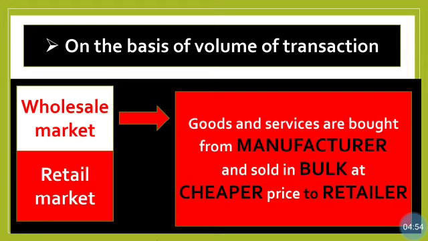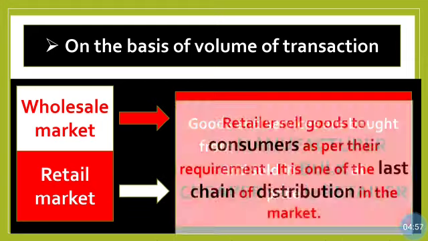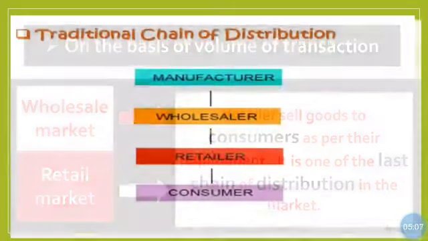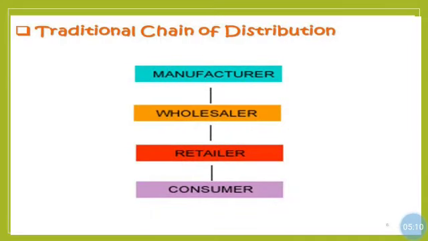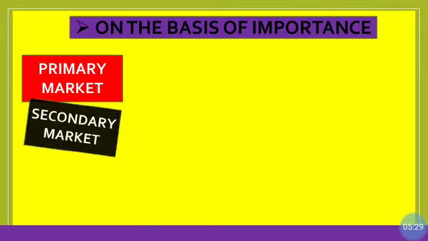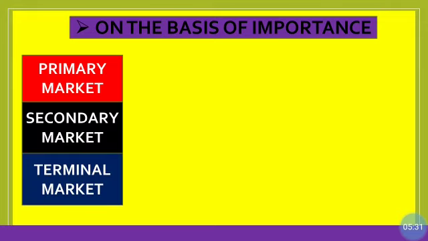Retail market. Retail market, as all of us know, retailers sell goods to consumers as per their requirement. So the retailer is the last chain of distribution. You can see here the chain of distribution: manufacturer, then the manufacturer supplies goods to wholesaler, then to retailer, and finally goods are consumed by the consumer. On the basis of importance, there are three markets: primary market, secondary market and terminal market.